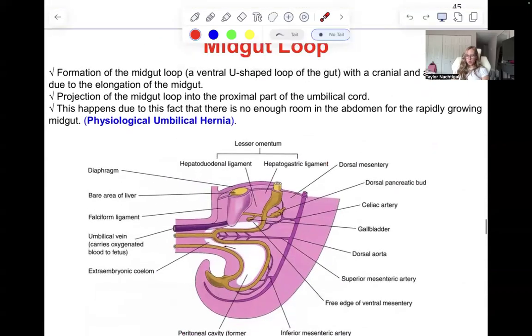Okay, the midgut loop. The formation of the midgut loop, a ventral U-shaped loop with a cranial and caudal limb, appears due to the elongation of the midgut. So here we have the cranial side and the caudal side. This is remnants of the yolk sac or primary umbilical vesicle, which will potentially lead to a diverticulum if it doesn't close properly, known as Meckel's diverticulitis if it gets inflamed.